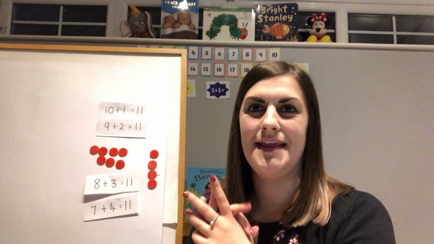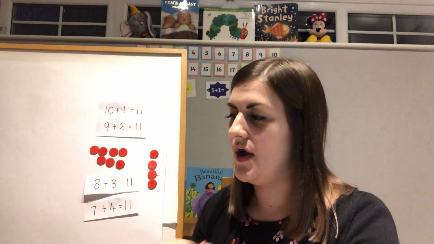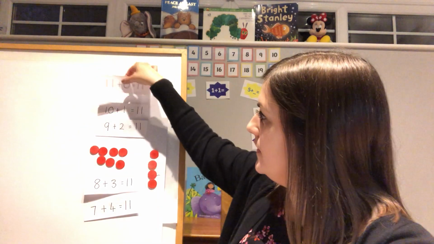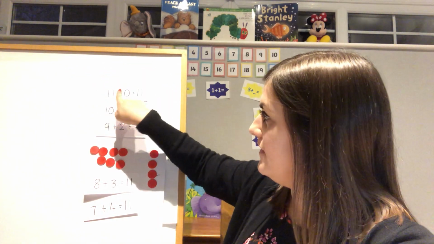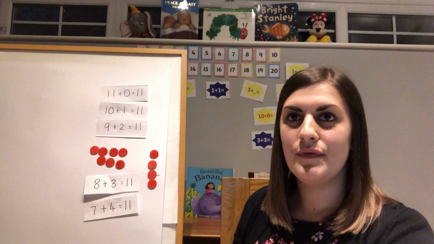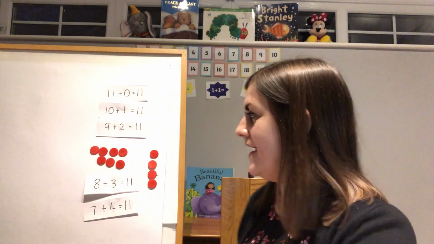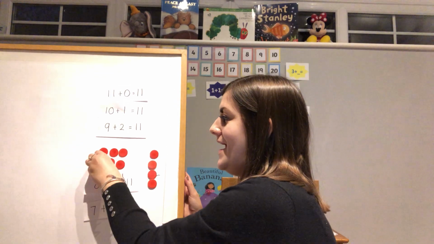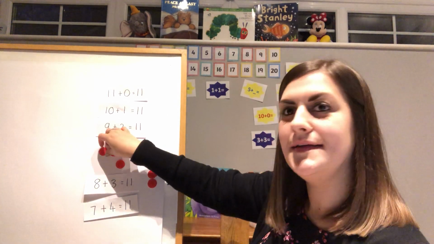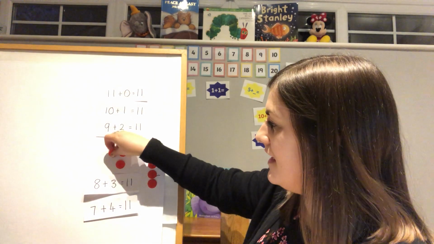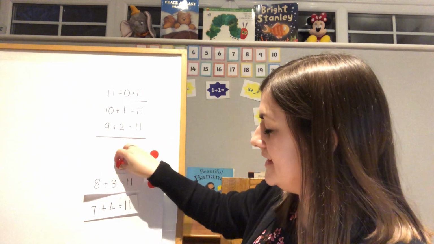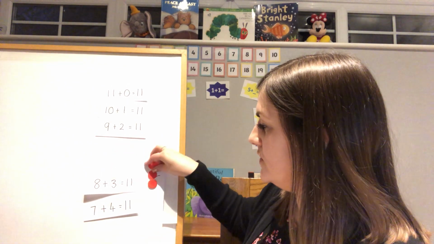Do we need to add anything to 11? No. So you should have started with 11 and 0 equals 11. So keep going through. I bet there's lots of ways. And keep those maths brains working, keep counting. Think about where you can put the objects to make sure that you're putting them into 2 separate groups.